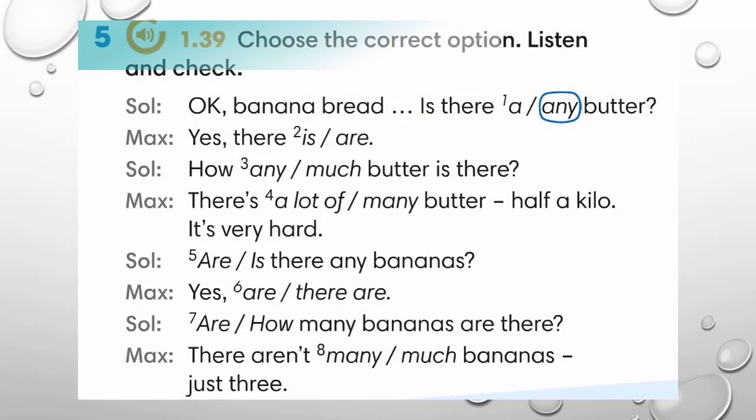Now choose the correct option, listen and check. I will give you the recording again. Here we go.